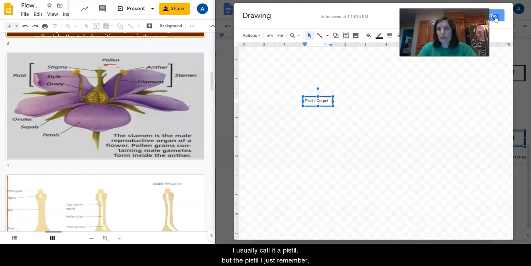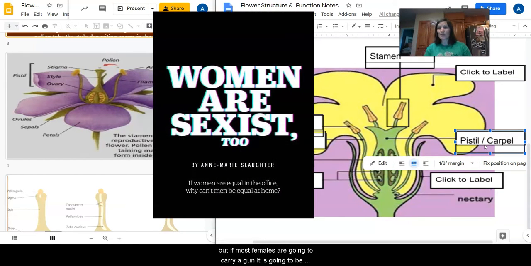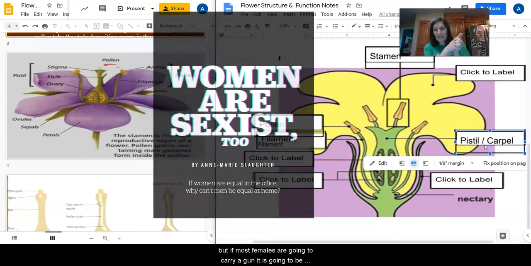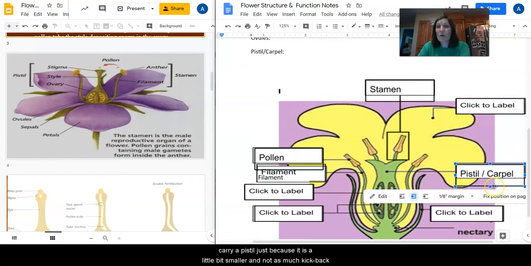I usually call it a pistil, but I just remember, if I'm being sexist, that most females are going to carry a gun. It's going to be a pistol, a little pistol. So that's kind of how I remember it. They're not going to walk around with a shotgun. I mean, I guess they could, to each their own. But most women are going to carry a pistol just because it's a little bit smaller and not as much kickback. So that's how I remember it. The female is the pistil and the male is the stamen.